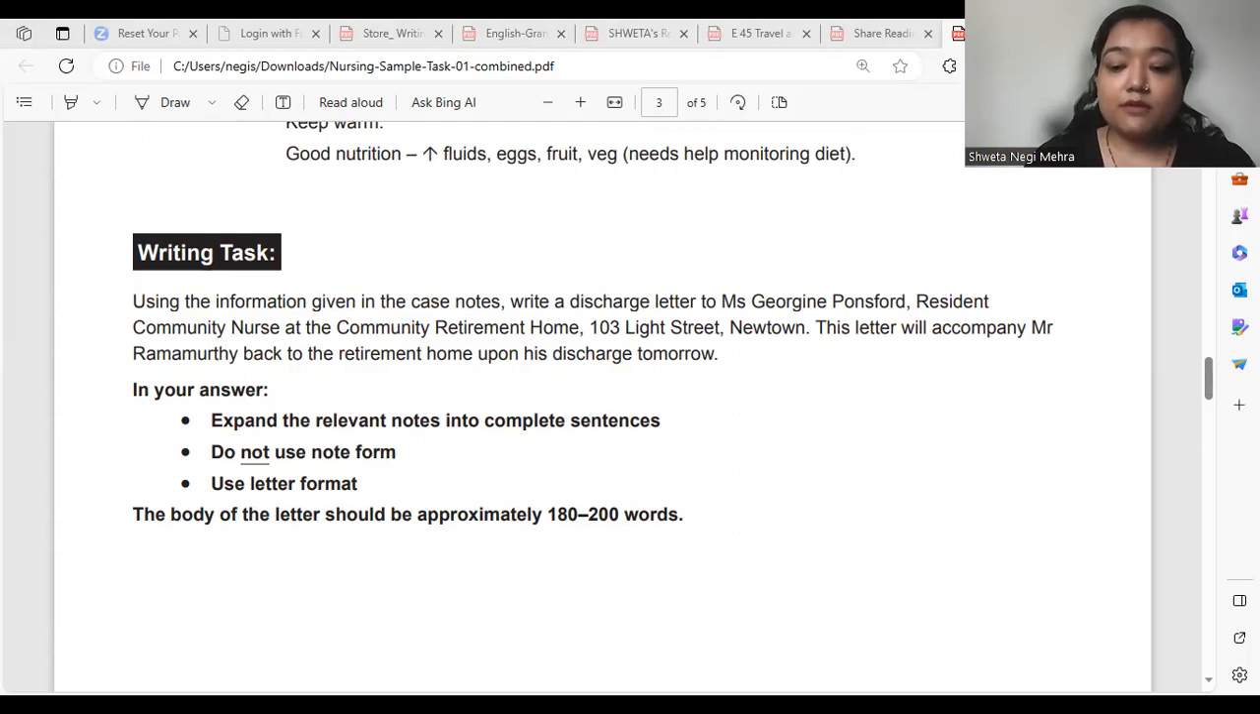OK, so number 1 है आपका content. See, your content should be very relevant. It should be very meaningful. OK, एक्चुअली I would say relevant content लिखना है। रिलेवेंट क्या होता है?